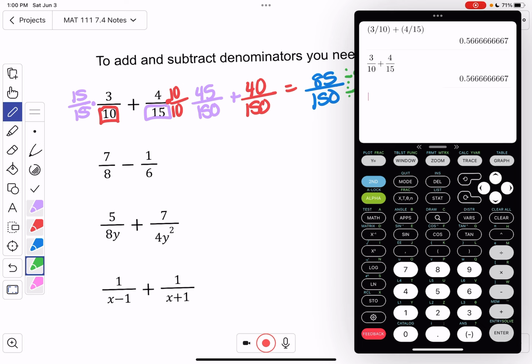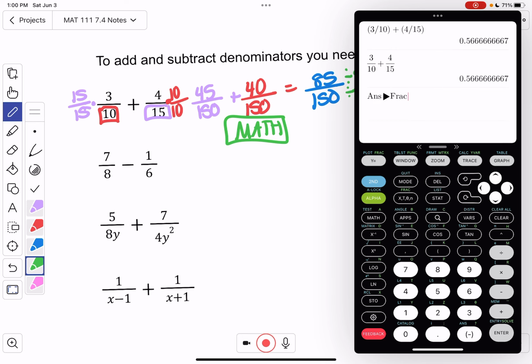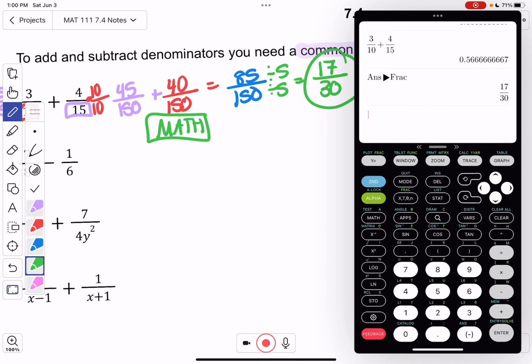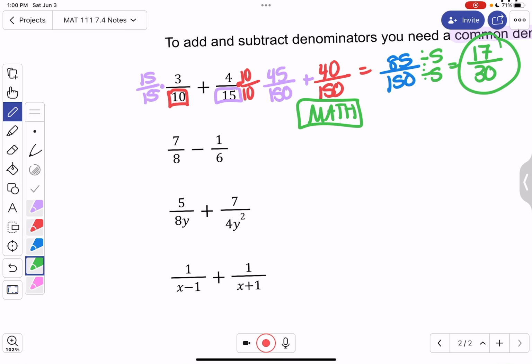But what's even better is if you hit math, which is right under alpha, and then enter, it's going to turn that into a fraction in lowest terms, and you'll get the same thing. So as long as all you have is numbers, you can use the calculator. It won't, unfortunately, do it for variables.